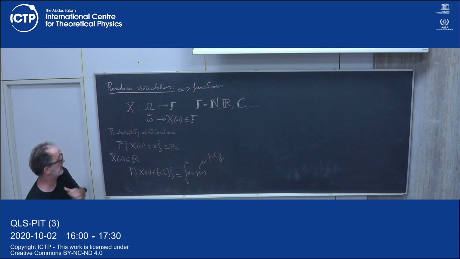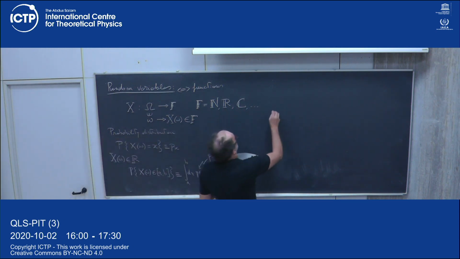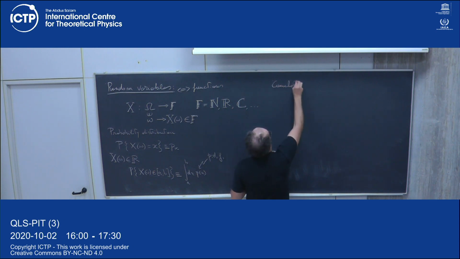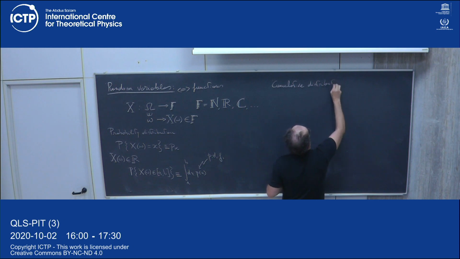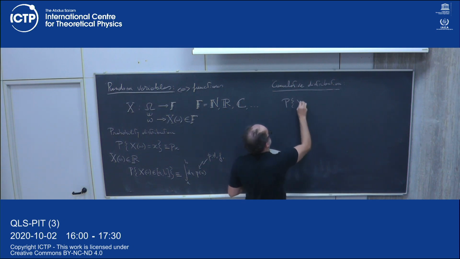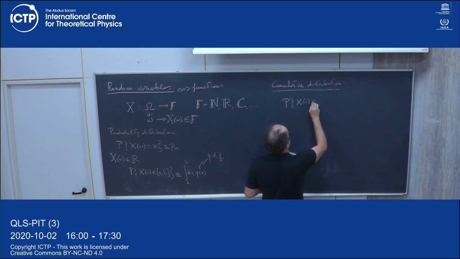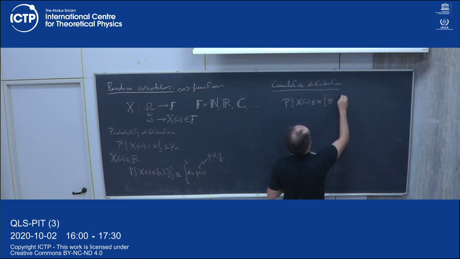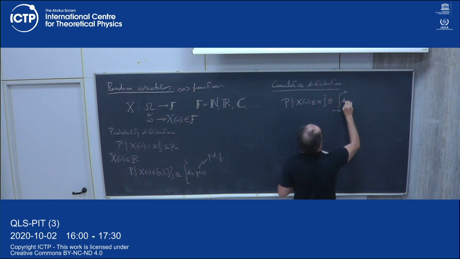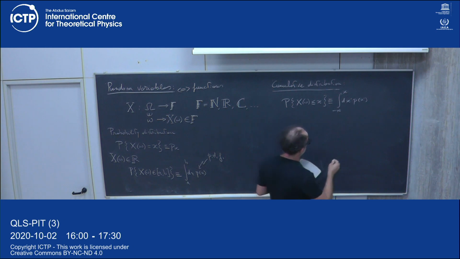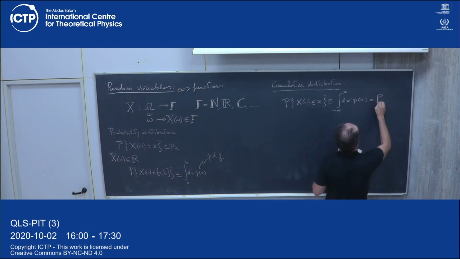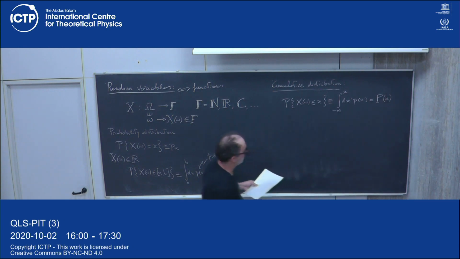Also, one defines the cumulative distribution of x as the probability that x of omega is less or equal to x, and this is defined in terms of the probability density as the integral from minus infinity to x of p of x prime. Okay, and I will also denote this with an uppercase P of x.